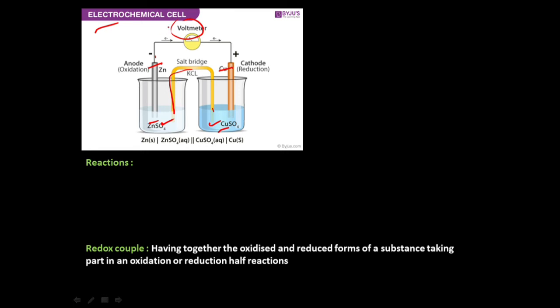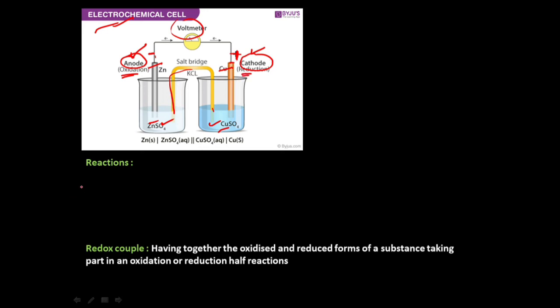In this cell, the zinc rod is termed the anode and the copper rod is termed the cathode. As we indicate plus and minus in a cell, in the same way the copper rod is the positive terminal and the zinc rod is the negative terminal. So in an electrochemical cell, the negative terminal is termed the anode and the positive terminal is termed the cathode. In the anode, oxidation always occurs; in the cathode, reduction always occurs.